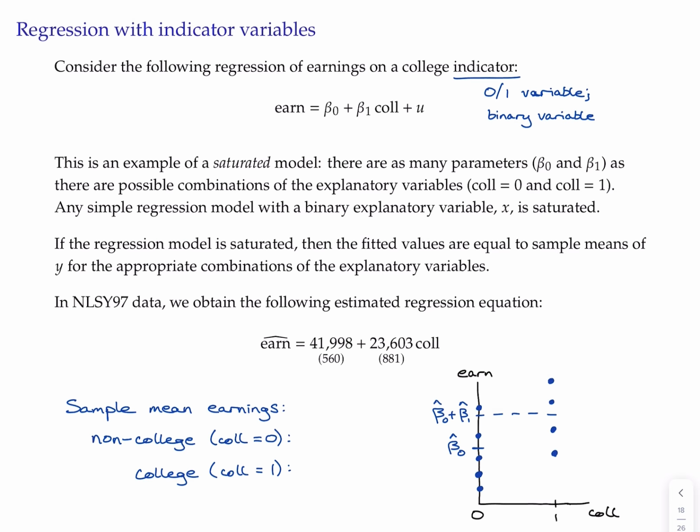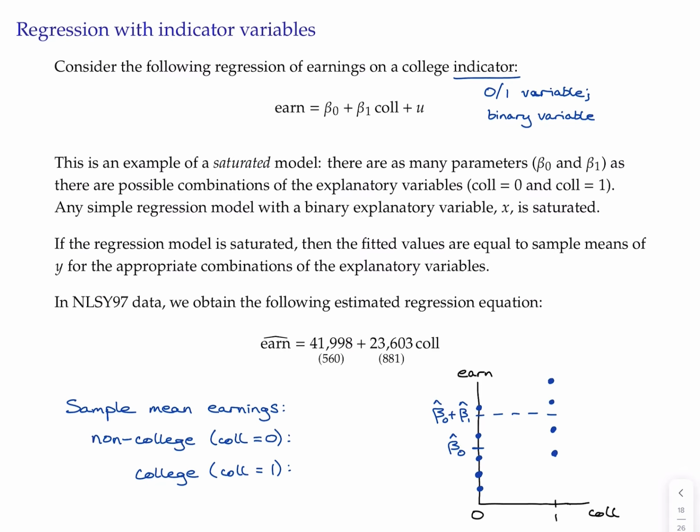We can actually go a little bit further than this, though. This is an example of what's called a saturated model. A saturated model gets more complicated when we get to multiple regression, but for now, it's pretty easy. The idea of a saturated model is there are as many parameters in the model as there are possible combinations of the explanatory variables. Here, there's only one explanatory variable because it's a simple regression, and that variable is binary. There's only two possible values of the college variable, and there are two parameters in the underlying model here, beta 0 and beta 1. So this is a saturated model. In fact, any simple regression model where the x variable is a binary variable is a saturated model.